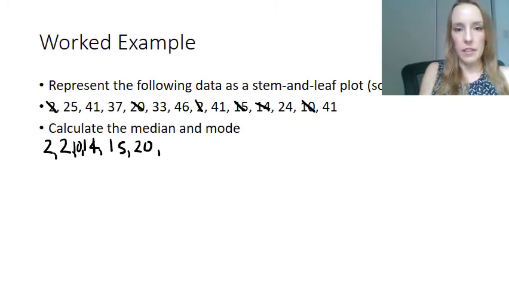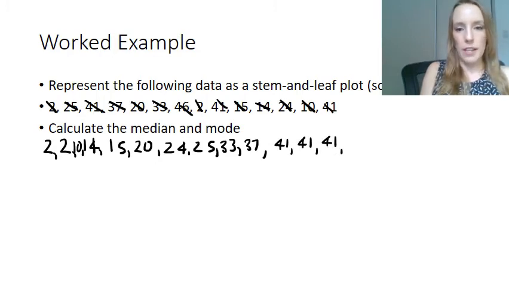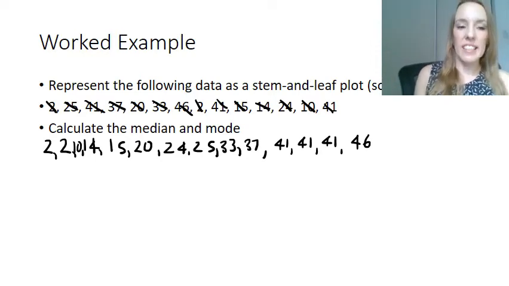25 is the next? Nope, 24. 24, then 25. And then we've got 33 by the looks of it. Let's do another comma. And 37. Comma. And we've got 3 lots of 41. 41, 41, 41, and lucky last is 46. Okay, so we've sorted our data, and we'll need to represent it as a stem and leaf plot.